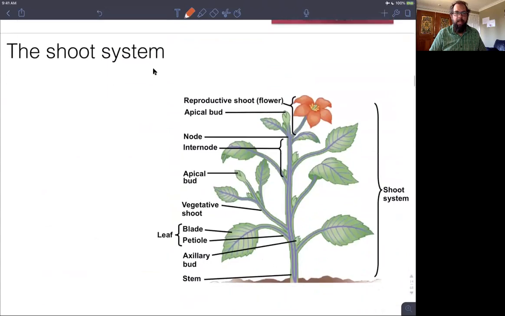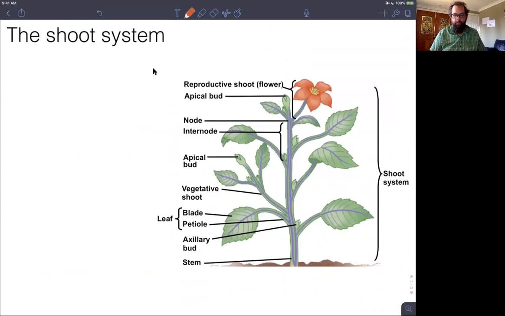Okay. I'm going to end there, and we will pick up next time with the shoot system and working through the same type of progression, looking at diversity of shoots as well as their different modifications and plasticity associated with the shoot system. Okay, thank you.